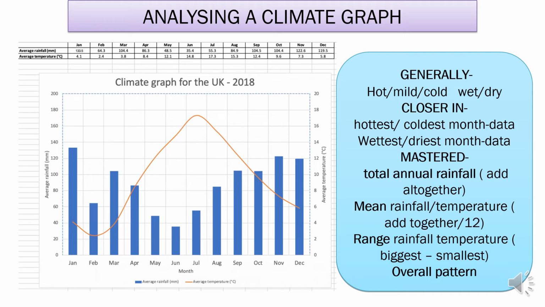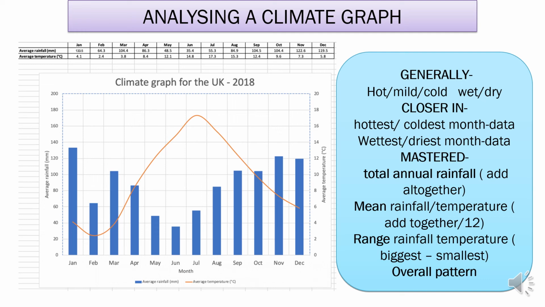For mastered, you need to manipulate the data, which means you need to do some maths. So you can choose how you do this. You can either provide the total annual rainfall, which is when you add all of the rain together for each month. Or you can do the mean of either rainfall or temperature, which is when you add the data for every month and divide it by how many months there are, which would be 12. Or you could do the range, which is the difference between the biggest and smallest in terms of the highest temperature and the lowest temperature, or the highest rainfall and the lowest rainfall. So you take them away from each other.